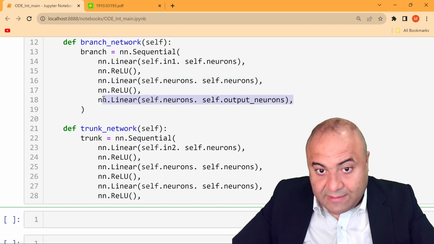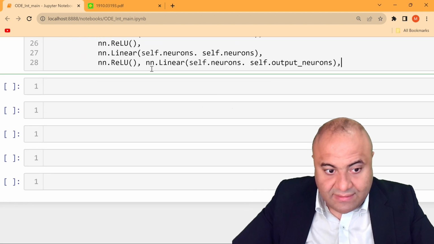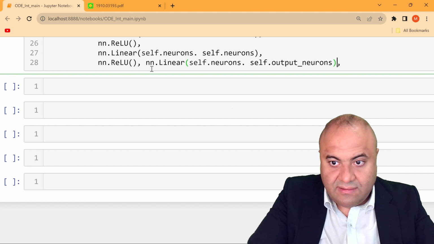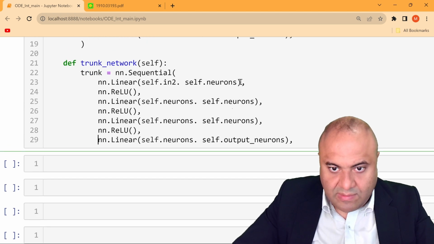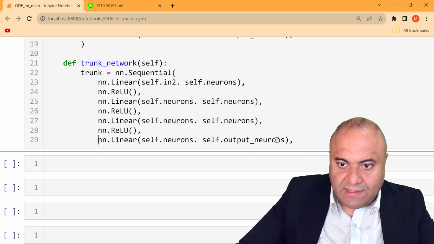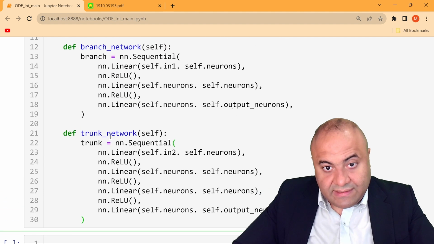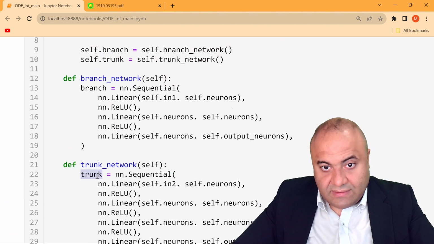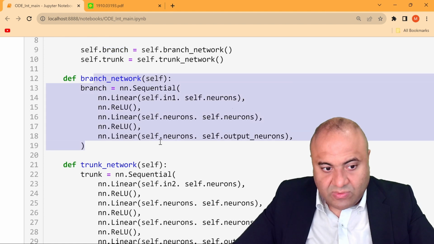The last thing is we need this guy. This is going to be the linear. So input to neurons, and neurons to neurons, and then this one to the output, and that's it. Let me close the thing. So here is the trunk network, this one, defined by this. This is the trunk network. The branch network is defined by the branch network.